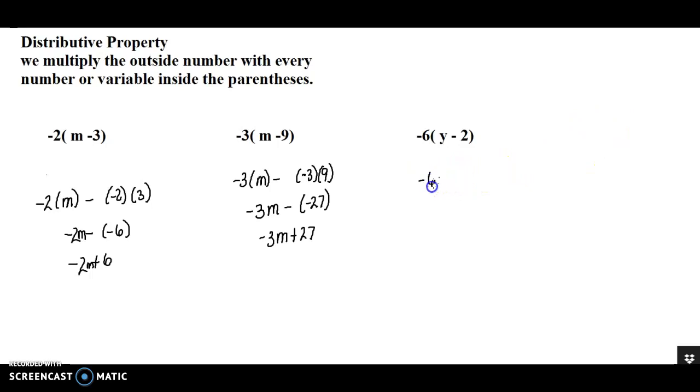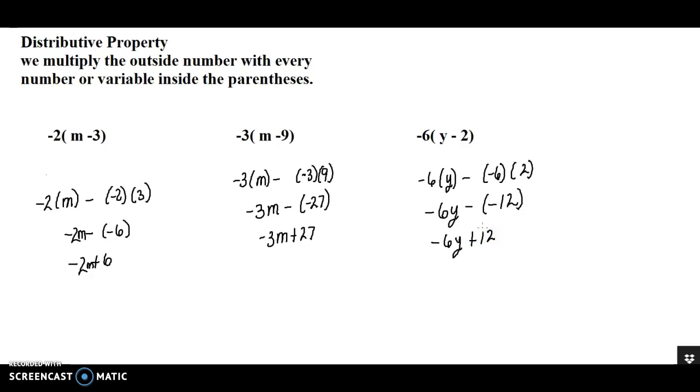Negative 6 times m, minus a negative 6 times 2. That gives me a negative 6m minus a negative 12, and that would give me a negative 6m plus 12.